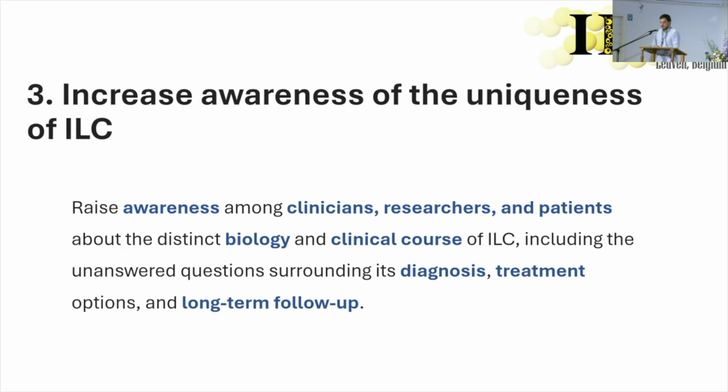The third point, I think it's transversal to everyone, but very important in metastatic ILC, is that we need clinicians, researchers, and patients to be increasingly aware that ILC is a different kind of breast cancer with its own biology and clinical course. And we need to keep on pushing at every opportunity that we can to show that this has implications in diagnosis, treatment, and long-term follow-up.